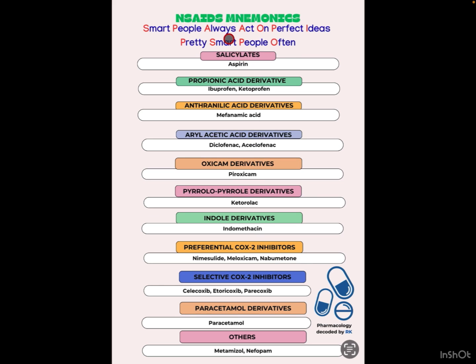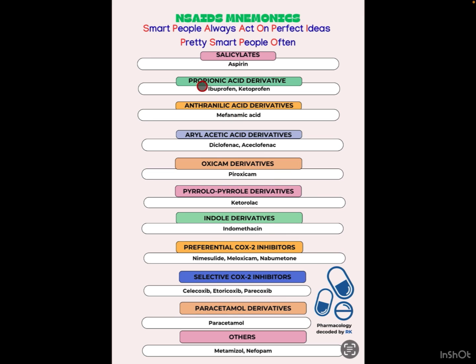The next letter is S, for selective COX-2 inhibitors. Examples like celecoxib, etoricoxib, parecoxib. These are truly selective and are designed to minimize gastrointestinal side effects while retaining anti-inflammatory actions.